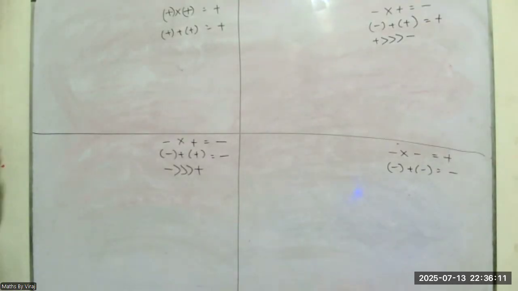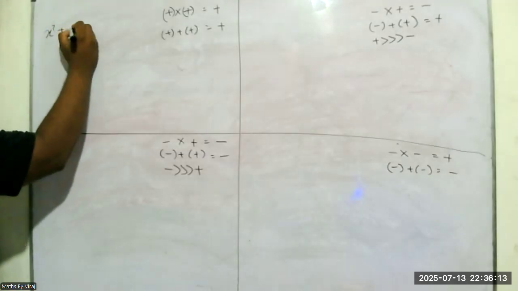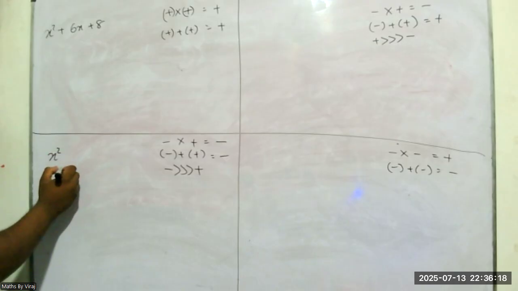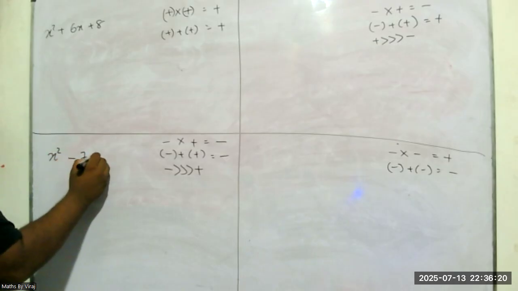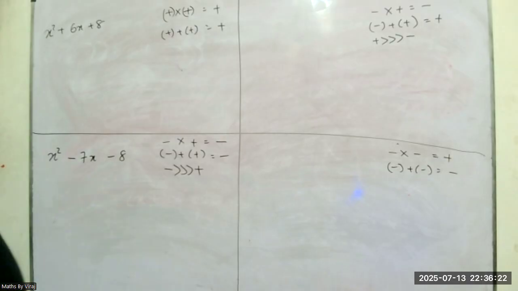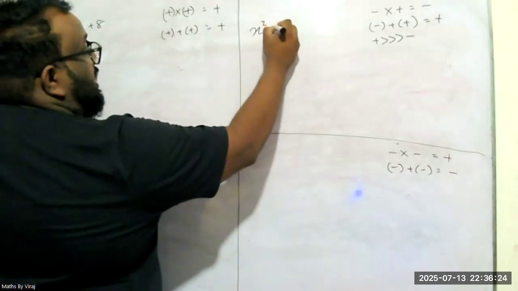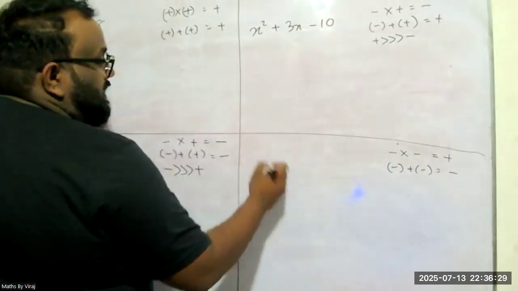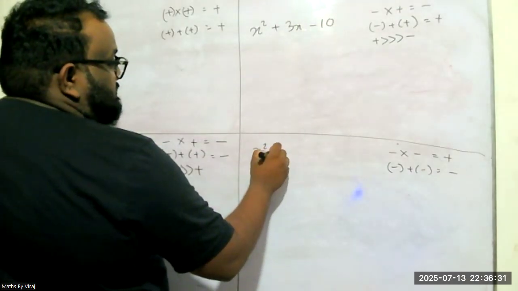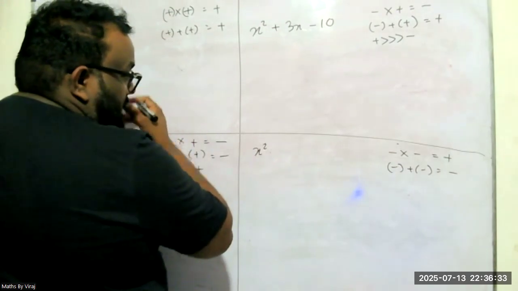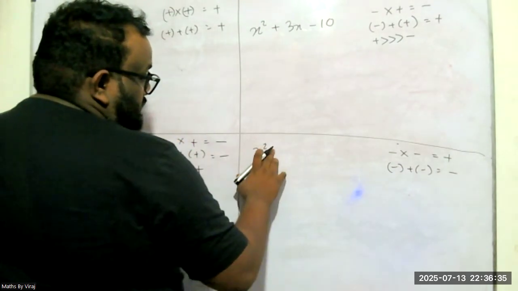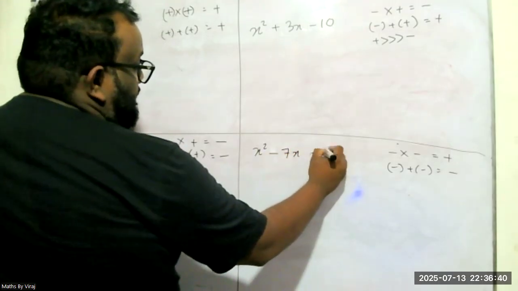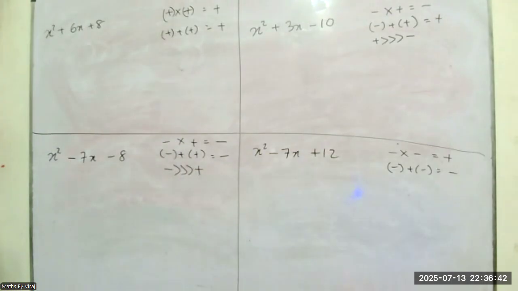Minus into minus is plus. Minus plus another minus is minus. Let's look at these questions. X squared plus 6x plus 8. X squared minus 7x minus 8. X squared plus 3x minus 10. X squared minus 7x plus 12.